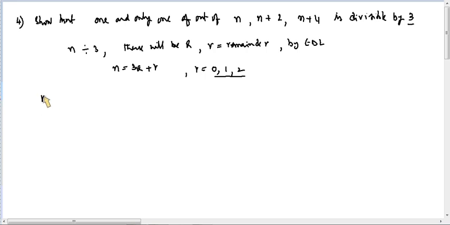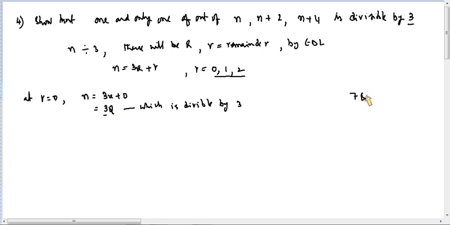For example, at r is equal to 0, what happens to n? n is 3q plus 0, so it is equal to 3q, which is divisible by 3, because 3 is a factor. When 3 is a factor, definitely it will be divisible by 3. Suppose when 7 is the factor, then this entire thing is divisible by 7. So as 3 is one of the factors, it is divisible by 3.